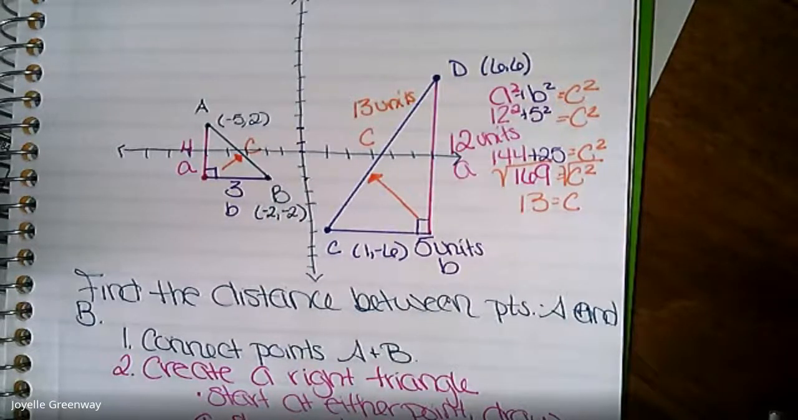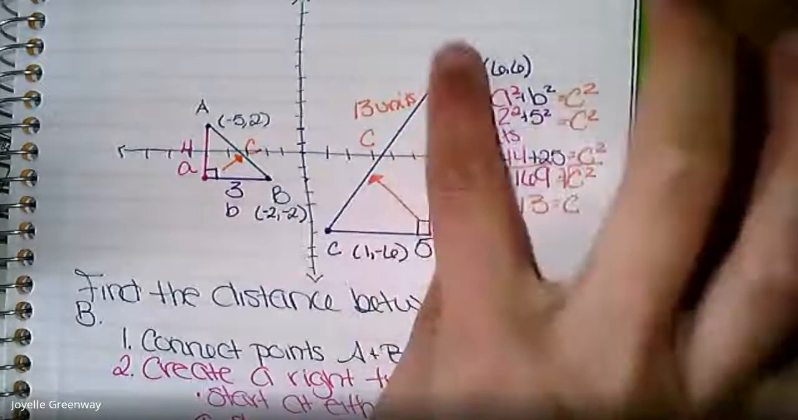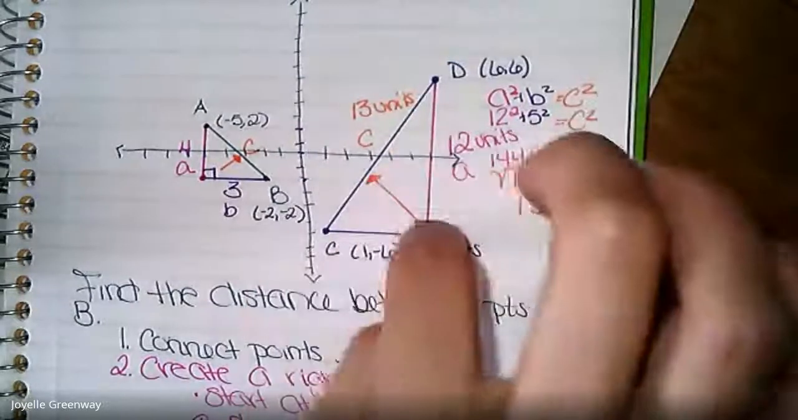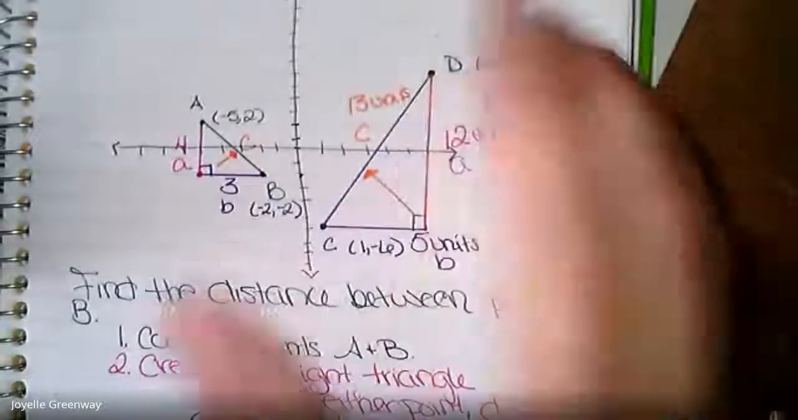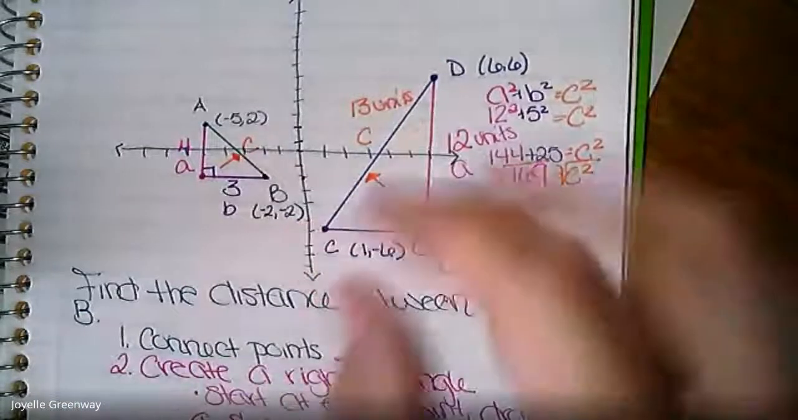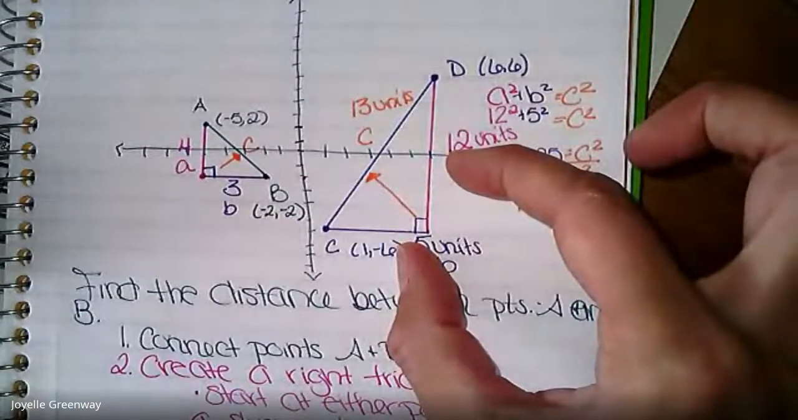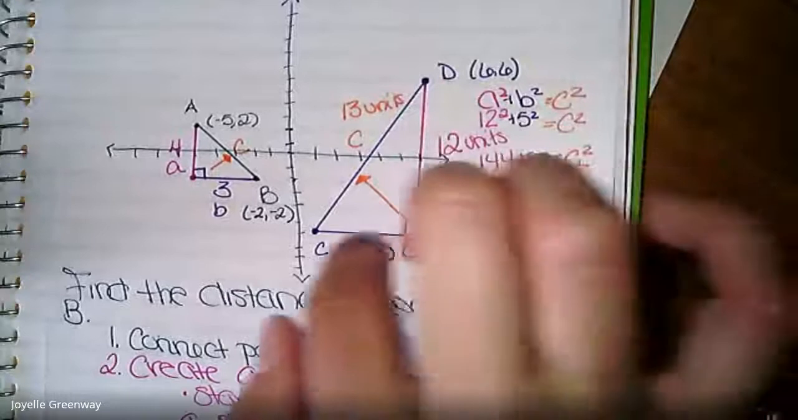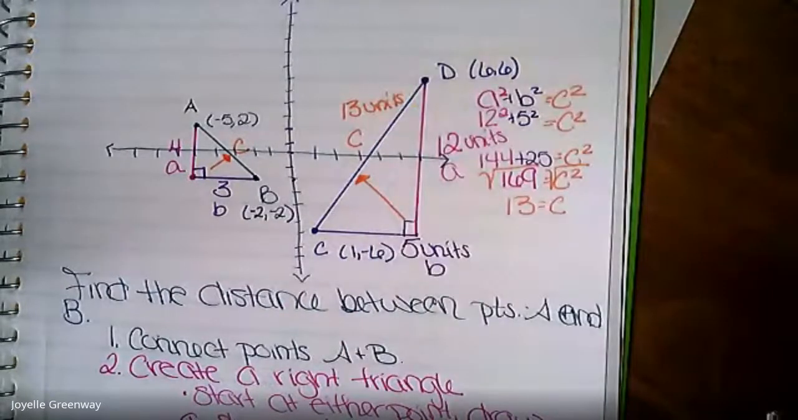So you just create a right triangle between the 2 points. You count the lengths for the legs because these are straight lines. We can't count the length here because it goes through half boxes, quarter boxes, it's diagonal. But since these are horizontal and vertical, I can identify my lengths here because they go by units. And then I apply my Pythagorean theorem.